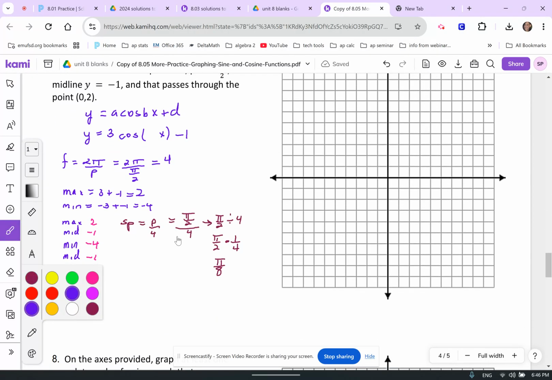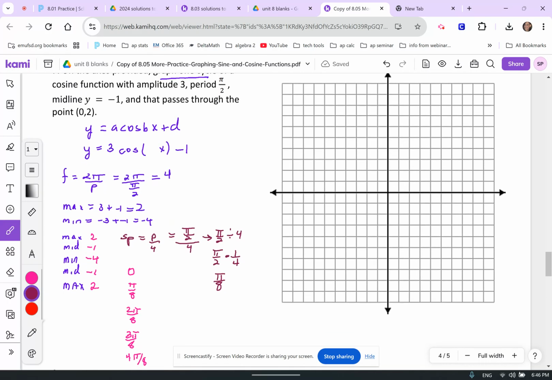What that means is the values that I'm going to graph on the x-axis, or how I'm labeling the x-axis, is 0, pi over 8, 2 pi over 8, 3 pi over 8, and 4 pi over 8. I only have to graph one cycle, so I don't have to keep on going. You do have to reduce these values.